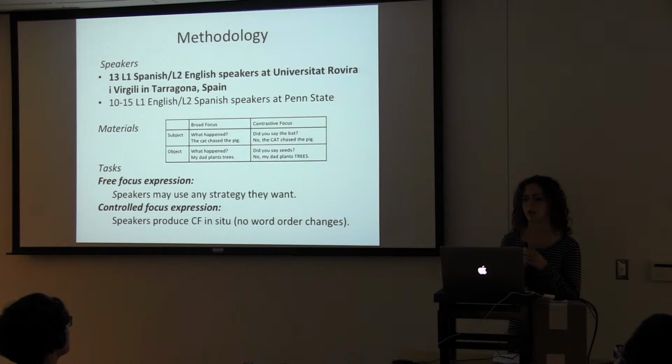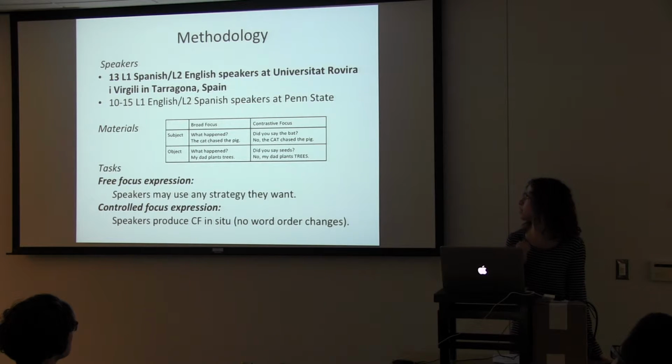What would happen is we would present the participant with the sentence, and they would see it, and then they would be asked what happened, which would elicit broad focus because they're just presenting new information. So, for example, they could say the cat chased the pig. And then to elicit contrastive focus, we would ask them to correct the subject, so we could ask, did you say the bat? And then they would say, no, the cat chased the pig, or the pig was chased by the cat is also an acceptable way to say it.